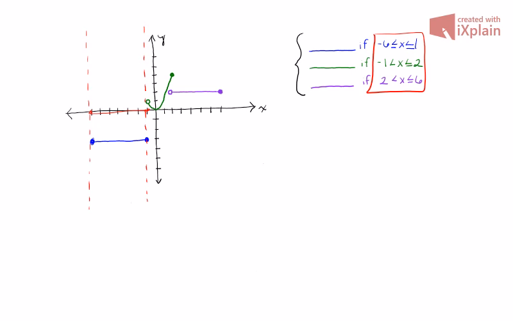And then if you move to the green section, if you notice from -1 to 2, the green function is now coming into existence. And then from 2 to 6, the purple function comes into play. So with that being said, let's go ahead and finish and actually construct this piecewise function.